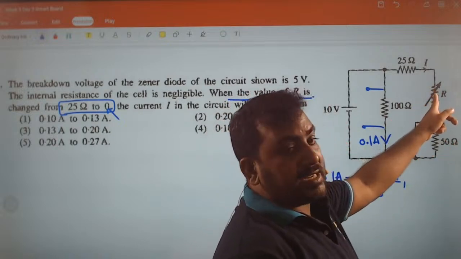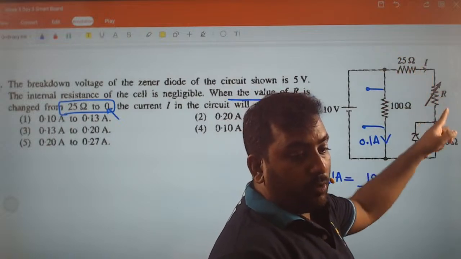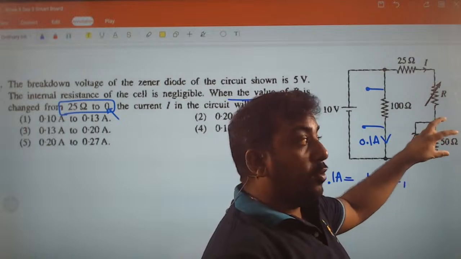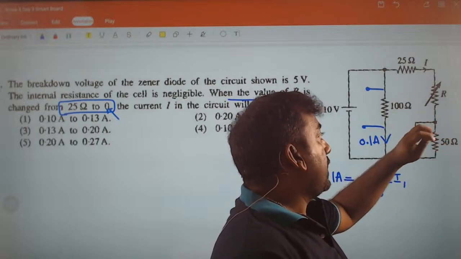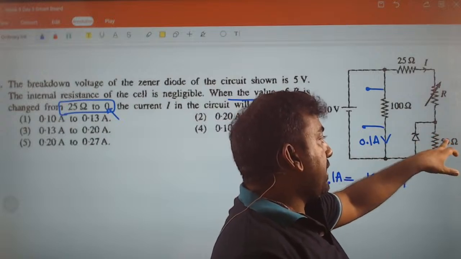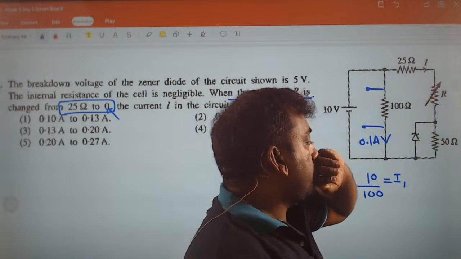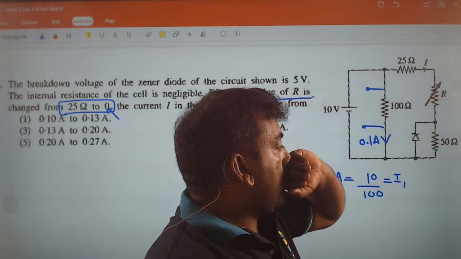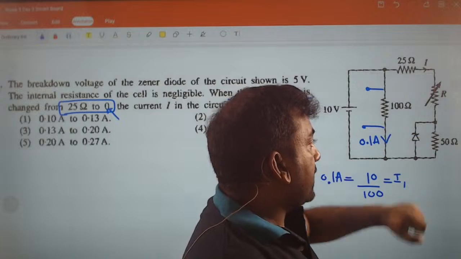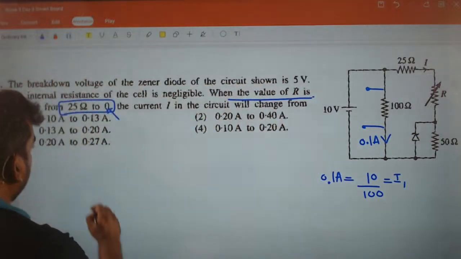If the resistance here is 0, versus 25 ohm and 50, the voltage will double. A 2:1 ratio. So the voltage doubling means 50 times 10 divided by the addition. From there you can get a bigger voltage there. Right? So let's work this out carefully.